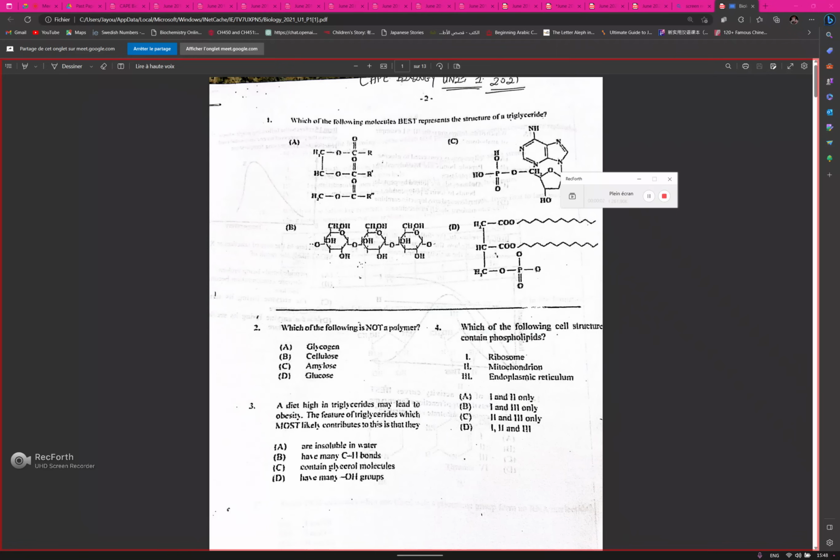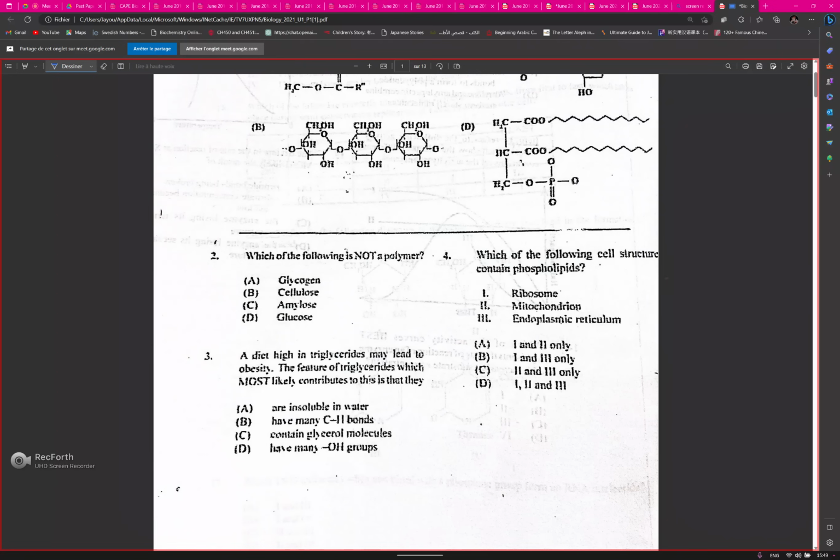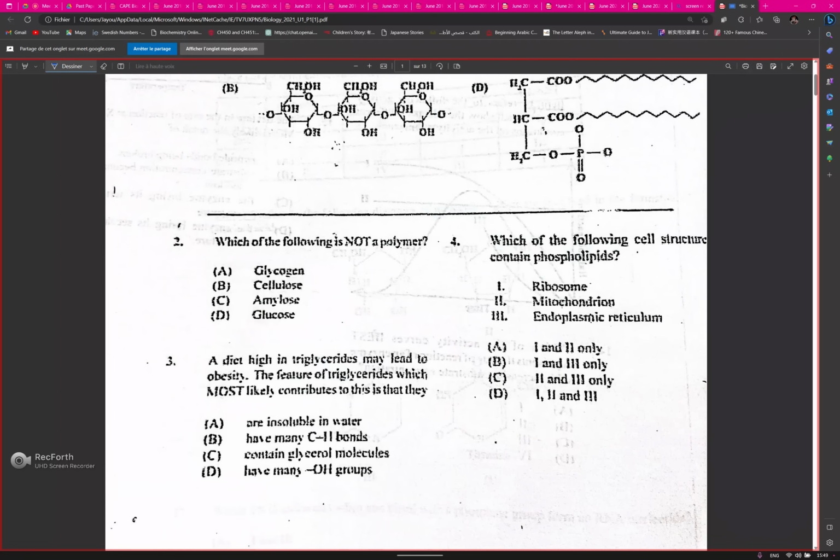Which of the following molecules best represents the structure of a triglyceride? A. Alright. Which of the following is not a polymer? D. Alright. A diet high in triglycerides may lead to obesity. The feature of triglycerides which most likely contributes to this is that they have many CH bonds. B.